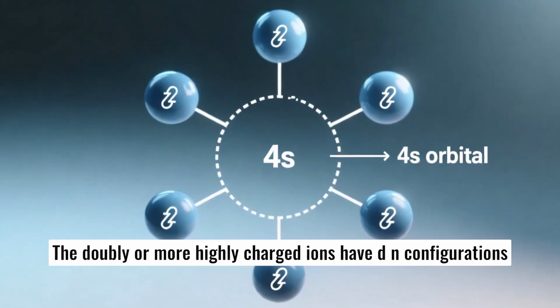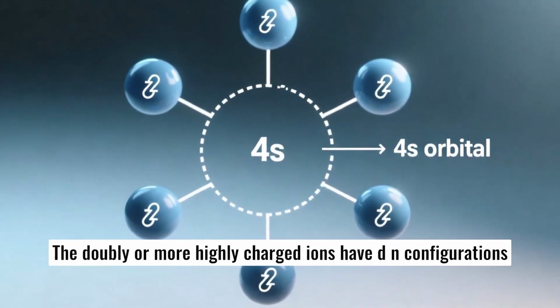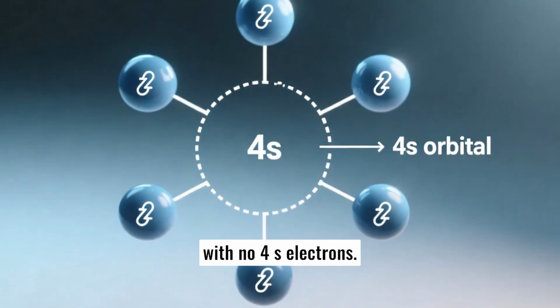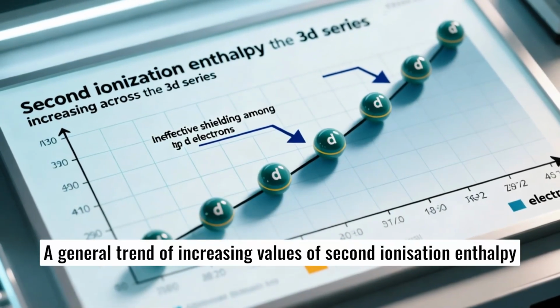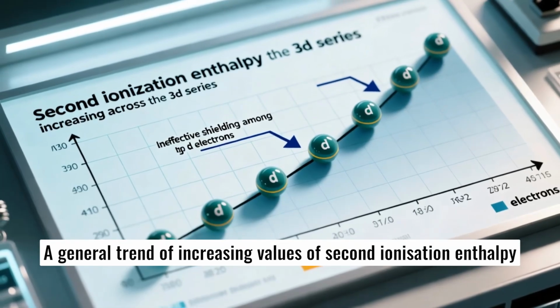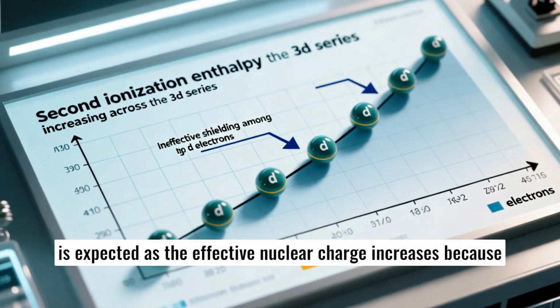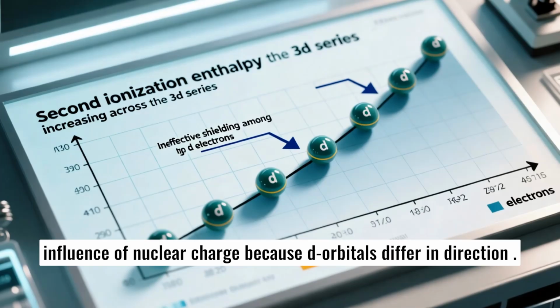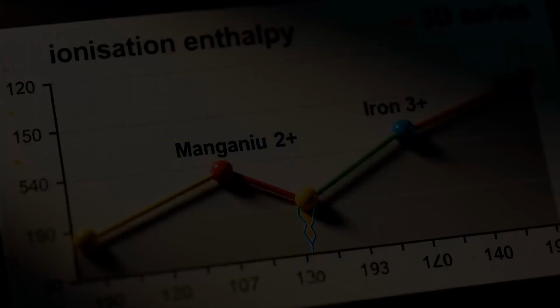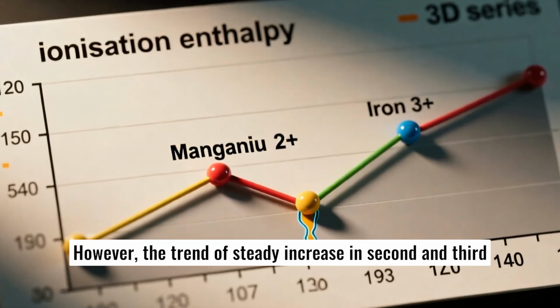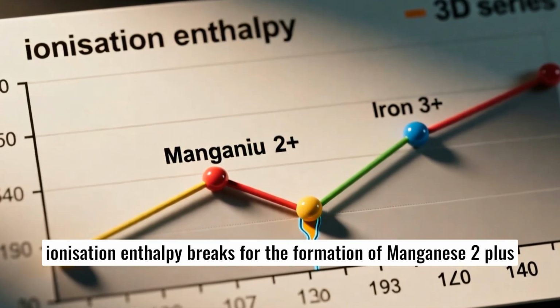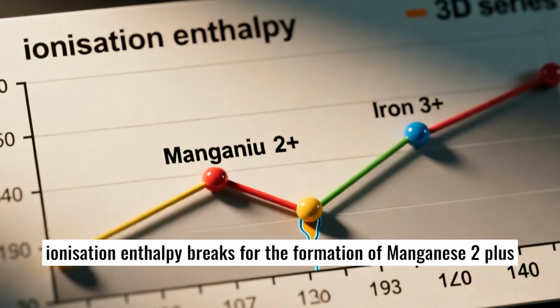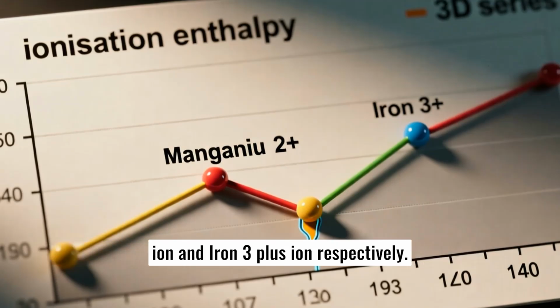The doubly or more highly charged ions have d^n configurations with no 4s electrons. A general trend of increasing values of second ionization enthalpy is expected as the effective nuclear charge increases because one d electron does not shield another electron from the influence of nuclear charge, because d orbitals differ in direction. However, the trend of steady increase in second and third ionization enthalpy breaks for the formation of manganese 2+ ion and iron 3+ ion respectively.